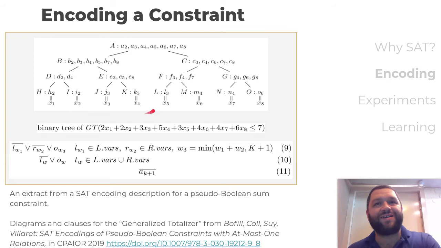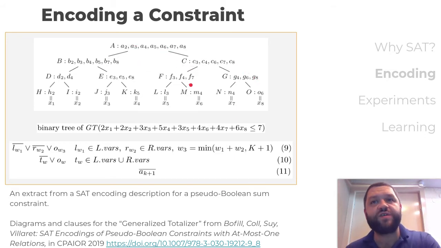Notice that once we get past 7, we don't record those weights. We simply use a weight of 8 to mean anytime we have gone bust, we have gone past 7. So for example, at G, if both x7 and x8 were turned on, the total sum would be 10, but we don't record that, we just record 8. And that's the same throughout the tree.